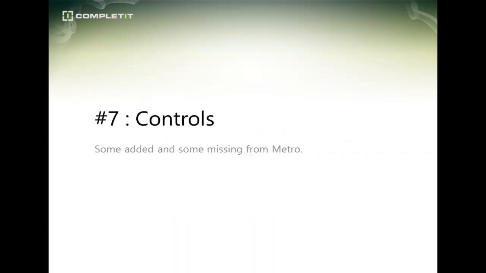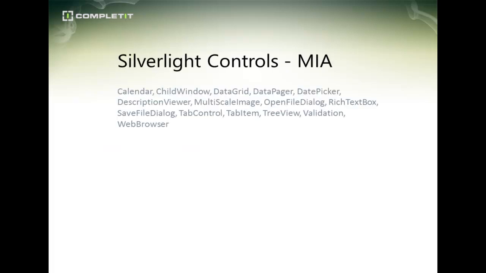So the next thing to mention is controls. Some controls are here and some controls are actually missing from Metro. For Silverlight controls, there's quite a few that are missing in action. And this is where, hopefully, Telerik, whom I work for, will be able to start filling in the gaps for some of these controls. So we have a calendar that's missing, child window, data grid, data pager, date picker, description viewer, and several other things such as the open file dialog.